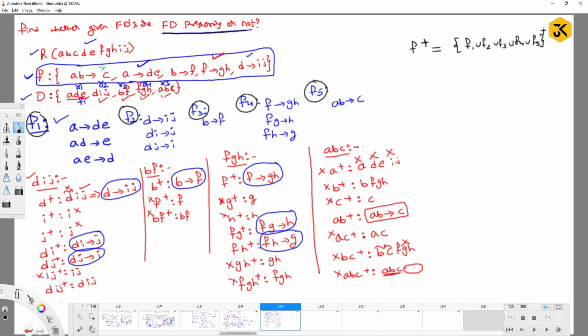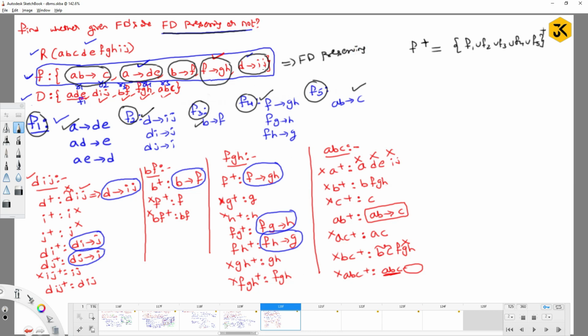So you can do a simple thing. First take the first FD, AB determines C. Is AB determines C possible in one of the sub functional dependencies? Yes, it is satisfied. Next, A determines DE, is it satisfied somewhere? Yes, it is satisfied. Similarly, B determines F, yes, it is satisfied. F determines GH, yes, it is satisfied. Next, D determines IJ, it is satisfied, right? If you are able to observe, right? So as all the FDs of the main relation are satisfied, I can say that this is FD preserving.